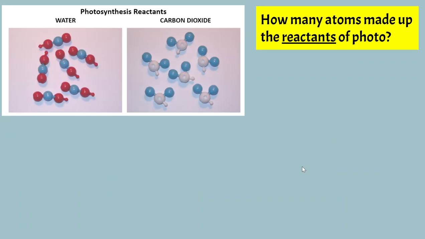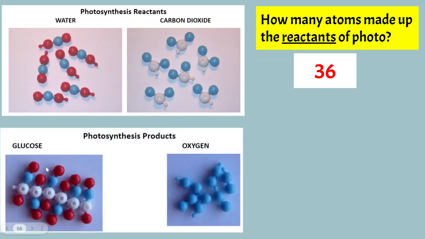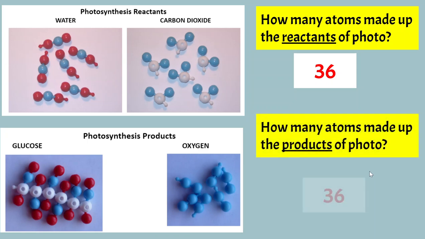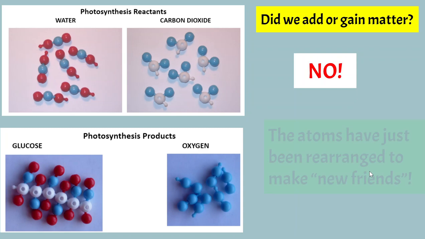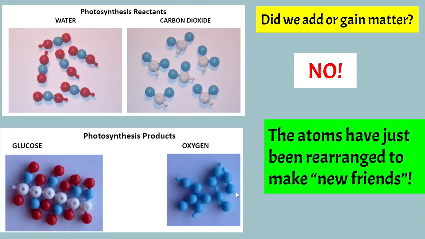Okay. All right. So how many atoms did we use in the first place when we were putting our reactants into the leaf? Well, if you count up all these atoms, you're going to find that you had 36 total different atoms. I'm talking about the actual atoms, not the molecules. And in the end, when we had our glucose, if you count up all of our atoms again, you're going to find that we still only have 36. So did we add or gain matter? Nope, we did not. We just rearranged stuff. We have new friends that made a big old glucose and 6 different oxygens.